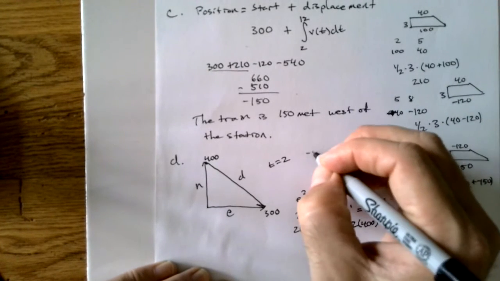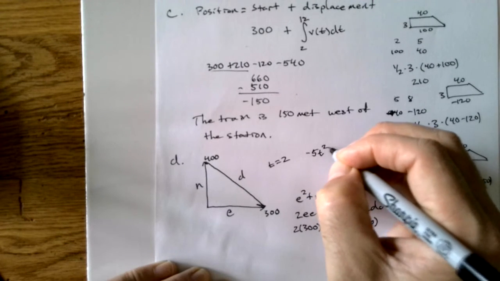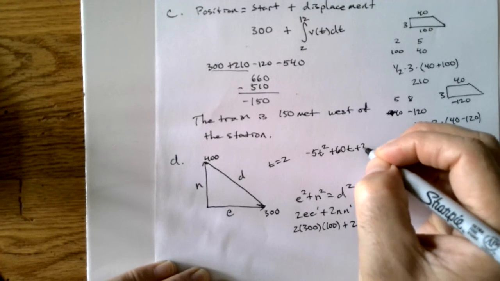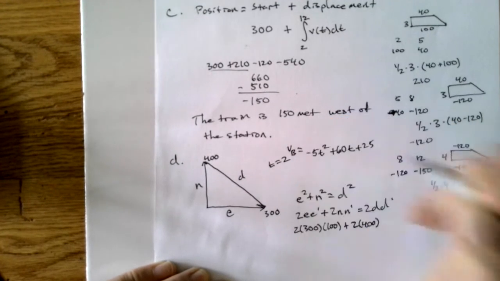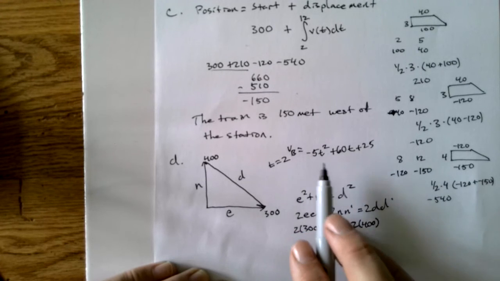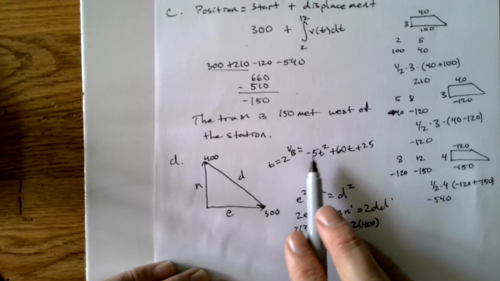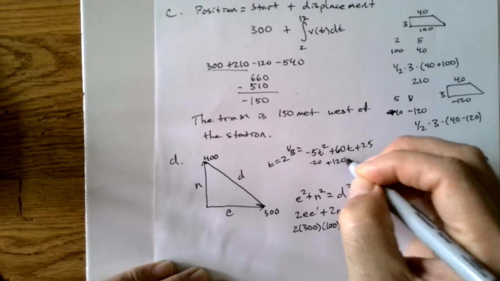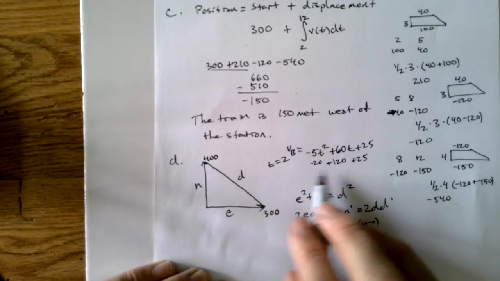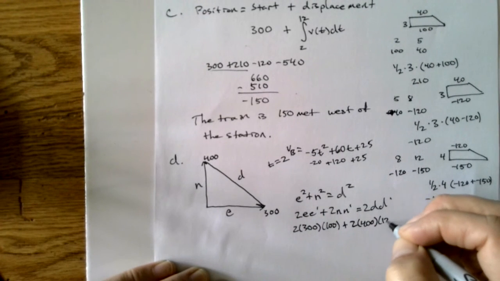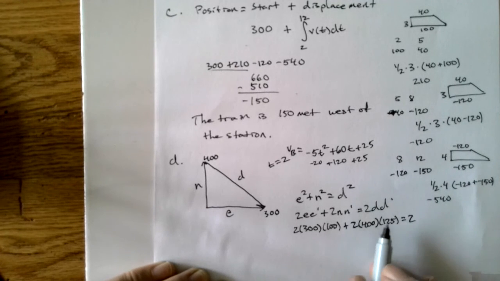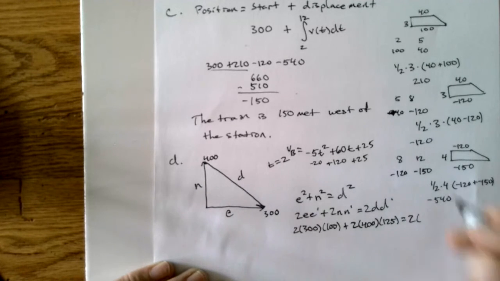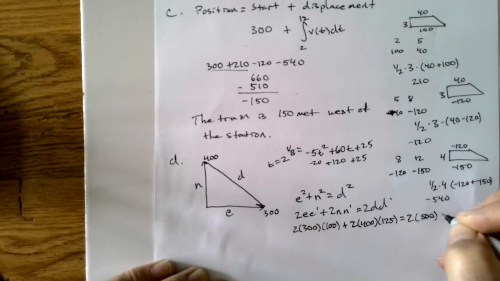Well, negative 5t squared plus 60t plus 25, that's the velocity of train B. So if we want to figure out the velocity at time 2, we plug 2 in. 2 squared is 4 times negative 5 is negative 20. 60 times 2 is 120. And then plus 25. So we're going to get 125 out of that. And then 2d prime. What's d? Well, if you have 300 and you have 400, then using the Pythagorean theorem, you get 500 out of that. And then times d prime.